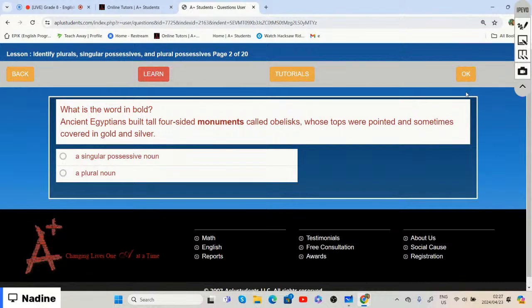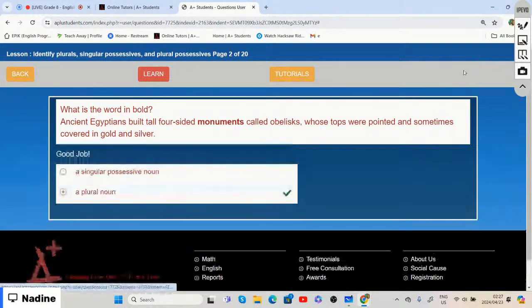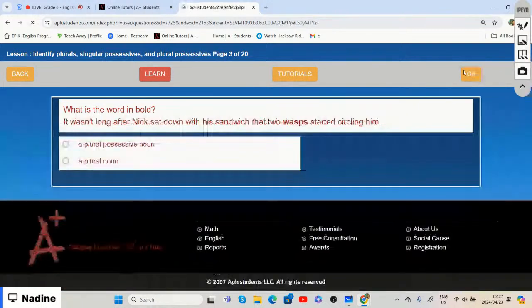All right, so monuments. Is it a singular possessive or is it a plural noun? If we choose the correct one, then we can say that yes, it is a plural noun because it refers to more than one monument. So well done. Monuments is correct. It is a plural noun.